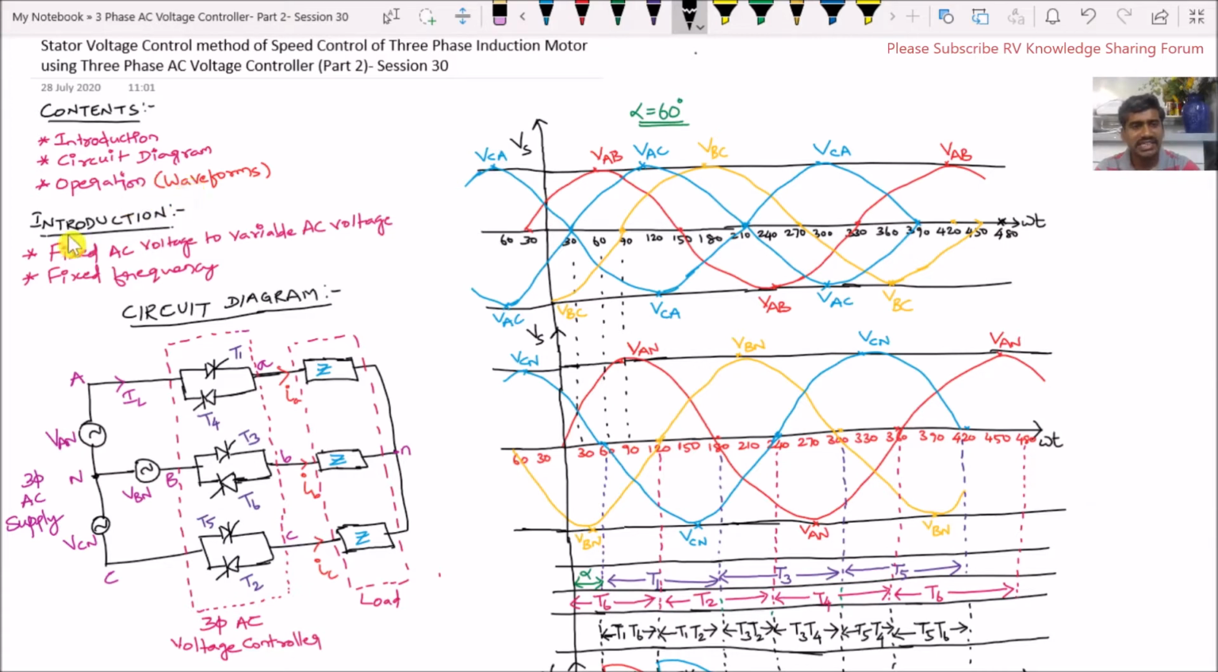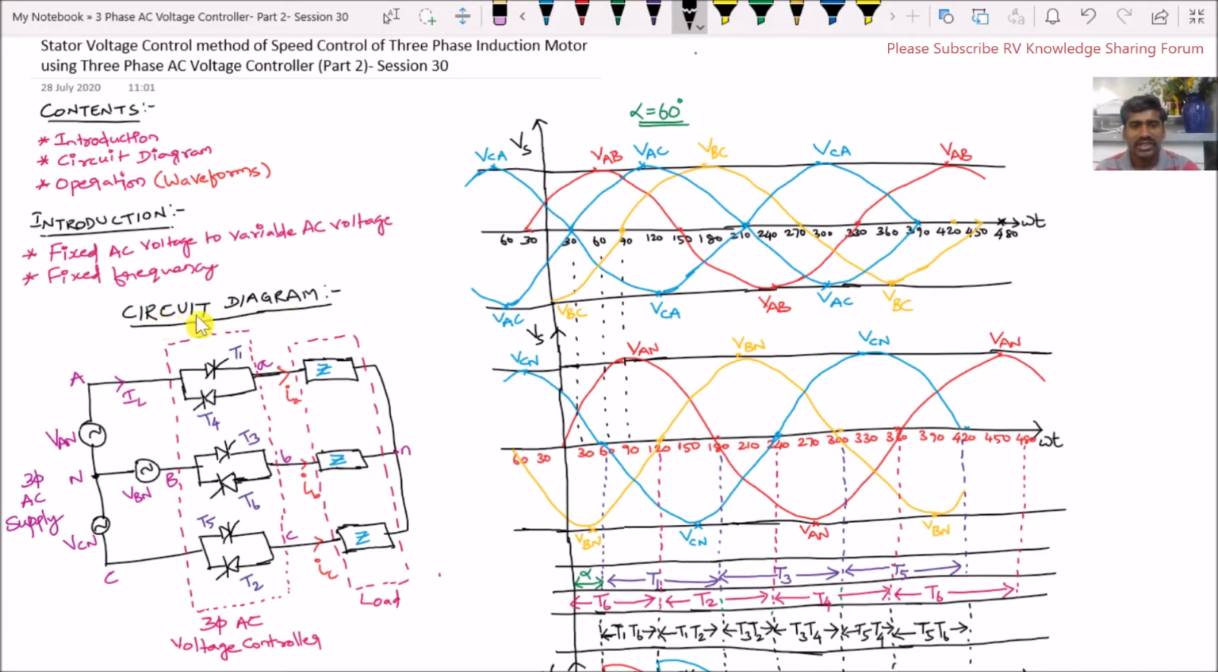So first let us discuss the introduction. As we discussed earlier, a 3-phase AC voltage controller can convert a fixed 3-phase AC input voltage to a variable 3-phase AC output voltage. But here the frequency is not controlled. That means a 3-phase AC voltage controller cannot change the frequency. Frequency is constant, but the voltage can be controlled.